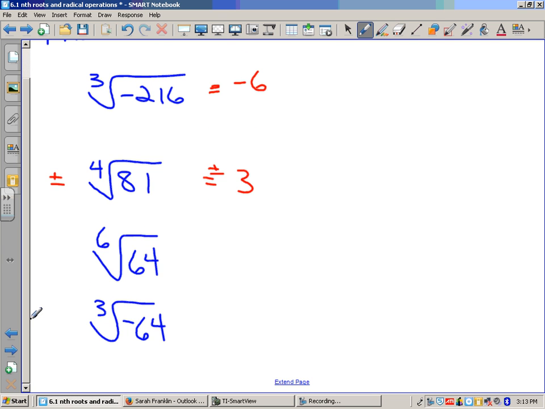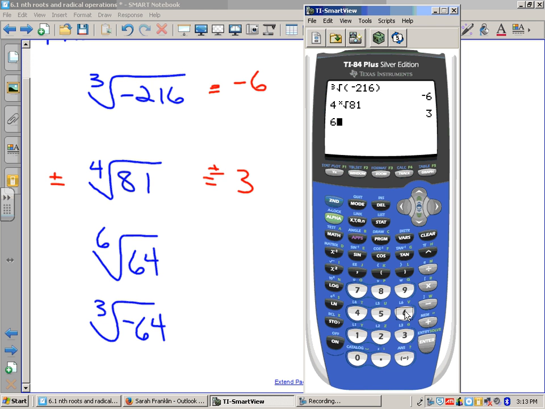Sixth root of 64, same thing. I would put a 6, press the math key, number 5, 64. If you think to yourself, what number times itself 6 times gives me 64? It can't be that big of a number. The answer is 2.